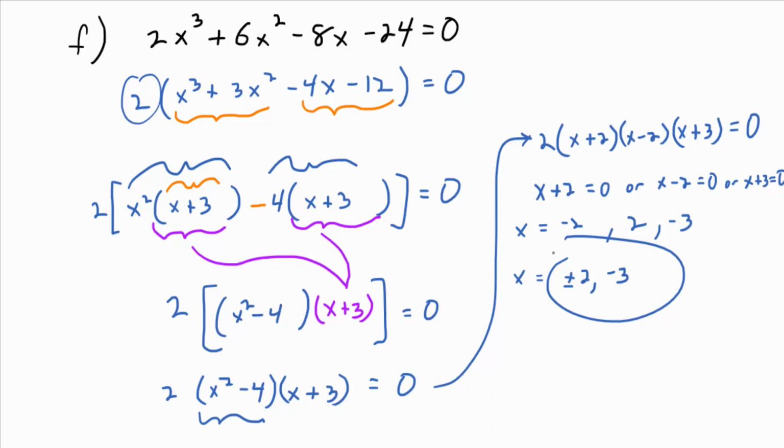So the 2 is just irrelevant. It's out front. The 2 is just a common factor. It's a constant. It doesn't affect when the polynomial equals 0.